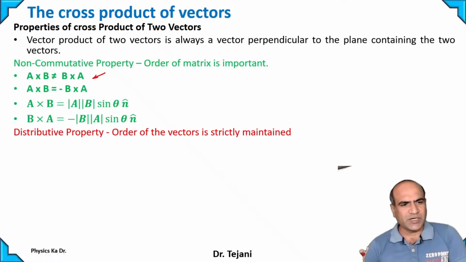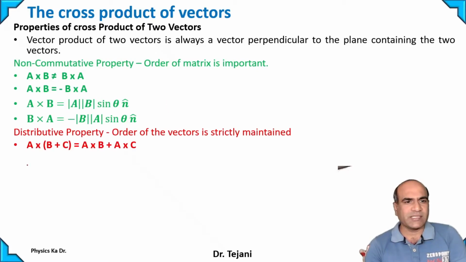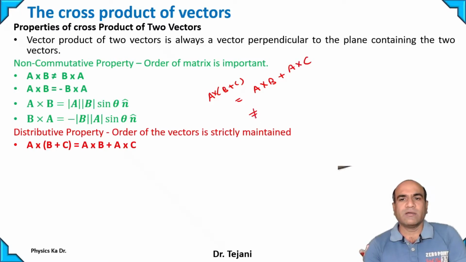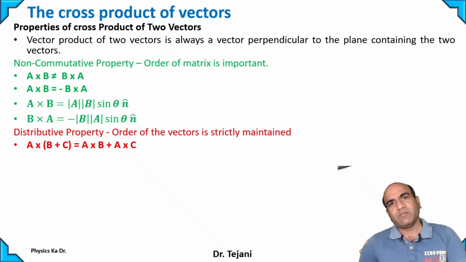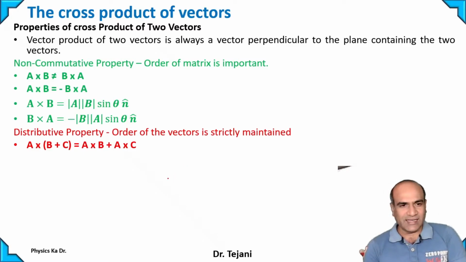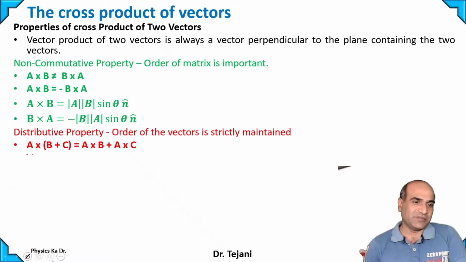Second is the distributive property. How the products are getting distributed, the order of the vectors is strictly maintained. For example, if it is A cross (B plus C), yes, we can have A cross B plus A cross C, but we cannot write B cross A plus C cross A. We have to follow its order strictly. So yes, of course, it has the distributive property, but here the order has to be written exactly in the same manner in which it is mentioned.